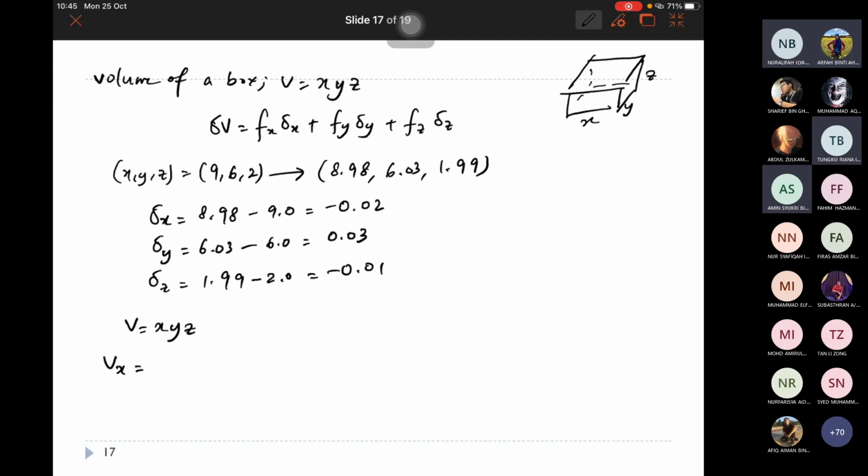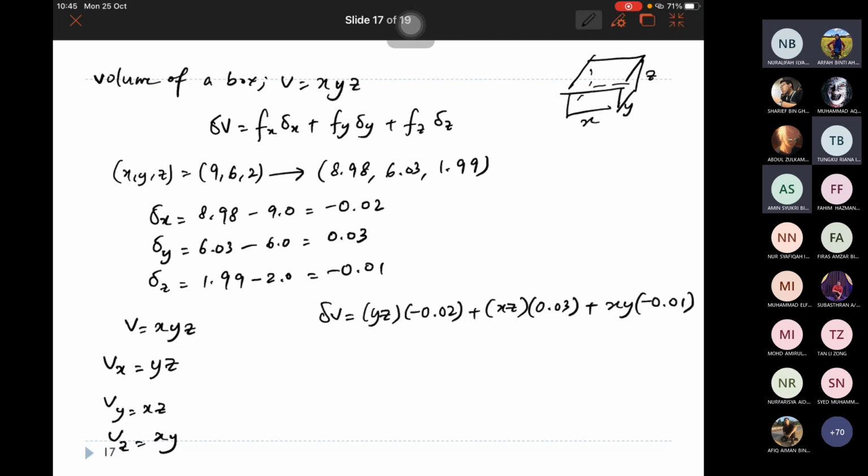Differentiating with respect to X, you get YZ. Differentiating with respect to Y, you get XZ. Differentiating with respect to Z, you get XY. So, just substitute. Delta V will be equal to Vx, which is YZ multiplied by delta X, negative 0.002, plus XZ multiplied by 0.03, plus XY multiplied by negative 0.01.